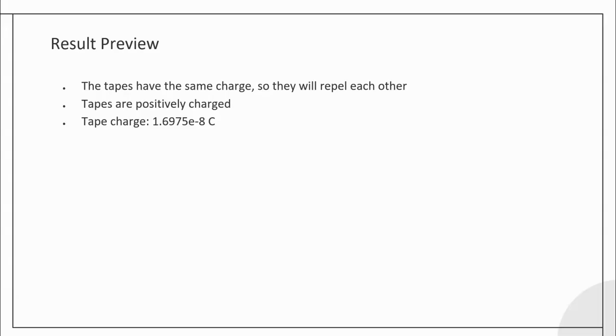So a preview of the results is that the tapes are going to have the same charge and that they will repel each other and that the tapes will be positively charged. And then the final charge was calculated to be 1.6975 times 10 to the negative 8 coulombs.